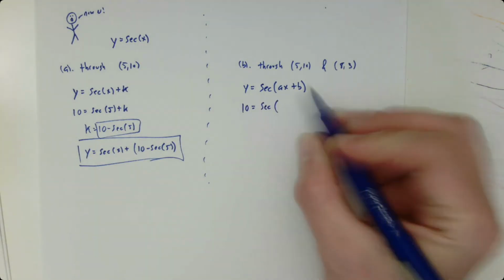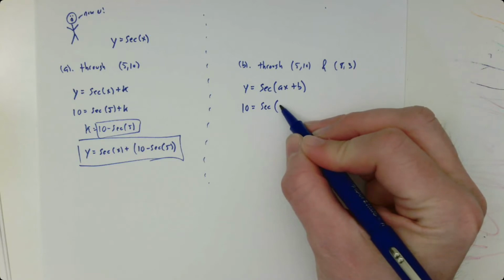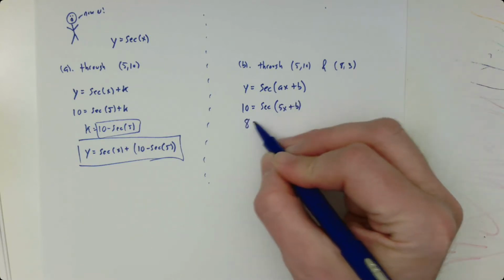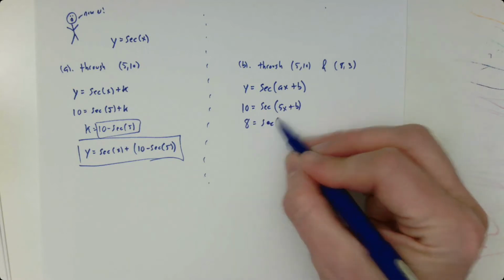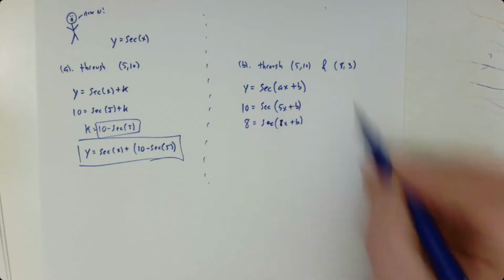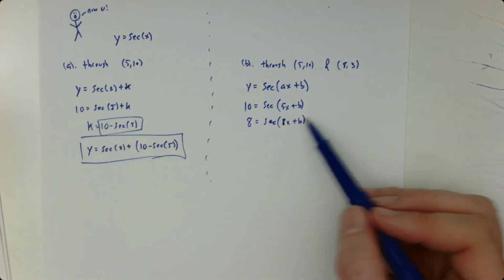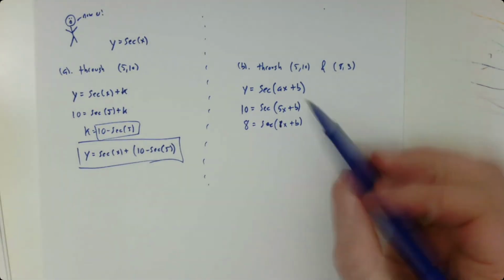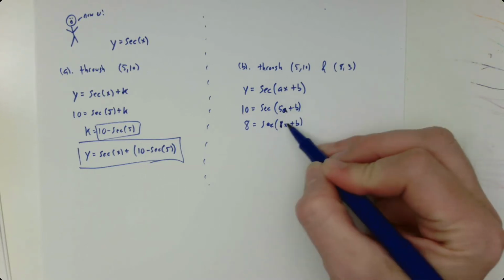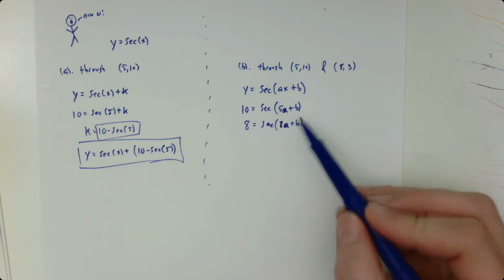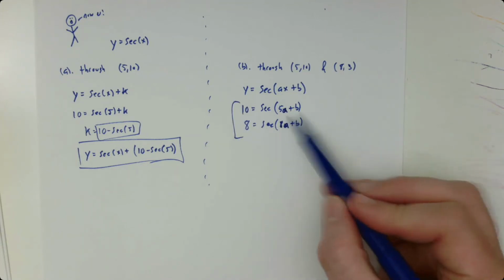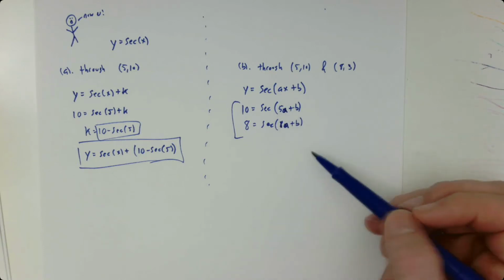So secant, what am I trying to do? 5x plus b, and then here we've got 8 equals secant 8x plus b. Okay, so somehow, x, sorry, 5 was the x value. I'm trying to solve for the a values. Okay, so I need to find values a and b that make this pair of equations true, but the problem is the a and b are all kind of sequestered in there.